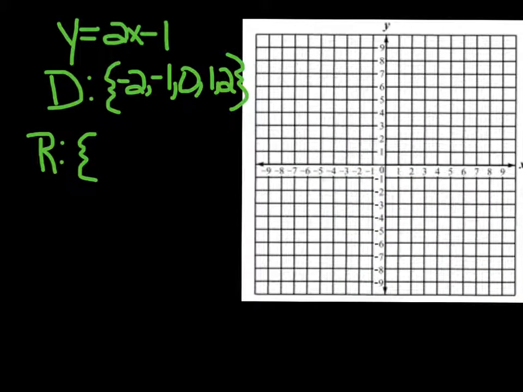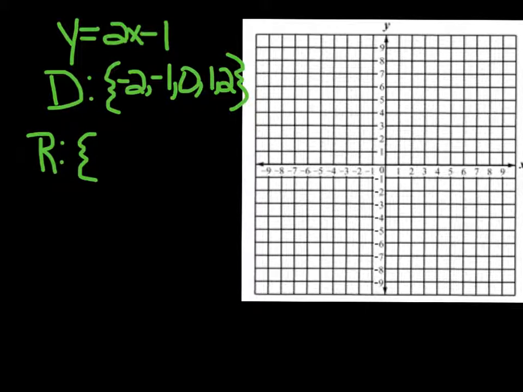Now let's graph this equation: y equals 2x minus 1. I want you to graph that equation if your domain is -2, -1, 0, 1, and 2. Now remember, the domain is just another way to say your x value.